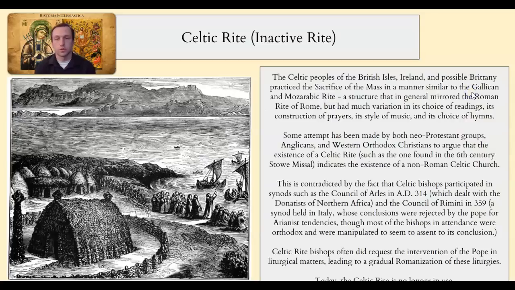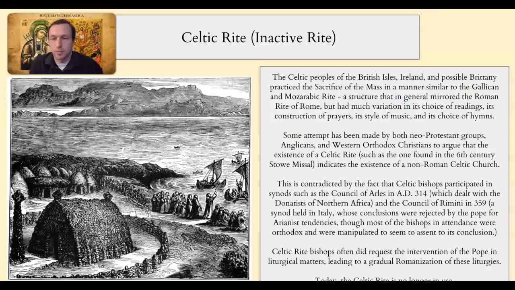The Celtic Rite is also an inactive rite. It describes the liturgy celebrated by the Celtic peoples of the British Isles, Ireland, and possibly Brittany of France. They practiced the sacrifice of the Mass in a very similar manner to the Gallican Rite or the Masoretic Rite. It was a general structure that mirrored the Roman Rite of Rome, but had much variation in its choice of readings, its construction of prayers, its style of music, and its choice of hymns.